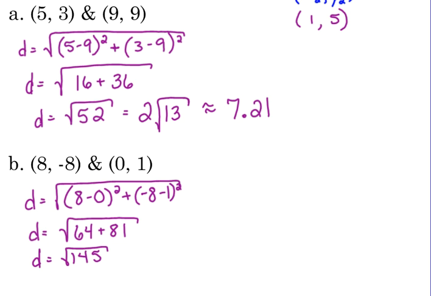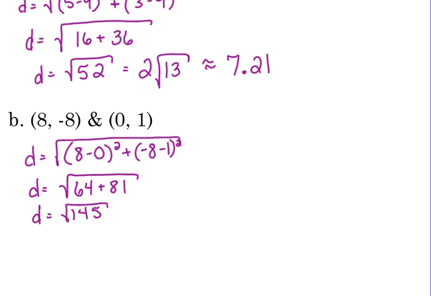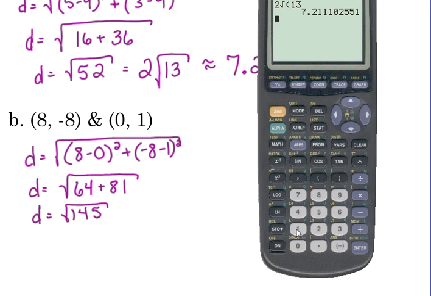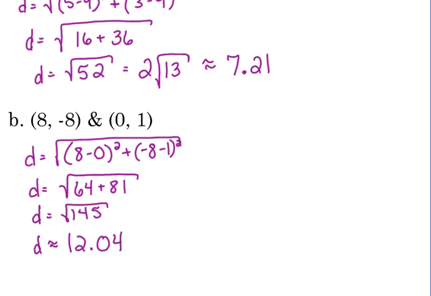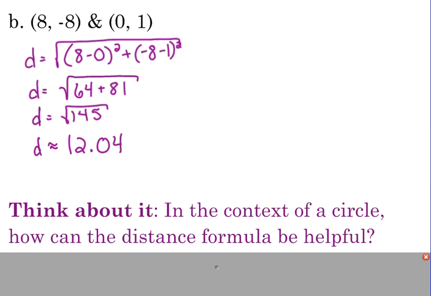145. It's not divisible by 25. It's not divisible by 9. I doubt it's divisible by 16. So I think that's all we can do. I don't think we can simplify 145 unless somebody sees something that I don't. No, I think we're in the clear. So that is approximately, if we needed the actual distance, 12.04. Exact, square root of 145, approximate, 12.04. Okay?